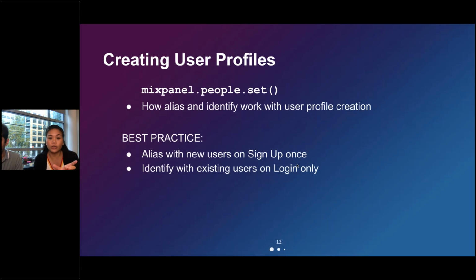If they log in with the email address, we identify that email address, and Mixpanel checks back onto our alias table to see if it's already linked to or pointed to a known distinct ID. Then all the events moving forward will be pointed to that distinct ID, and it'll be linked with that user. So alias with new users on sign up, and identify with existing users on login only.